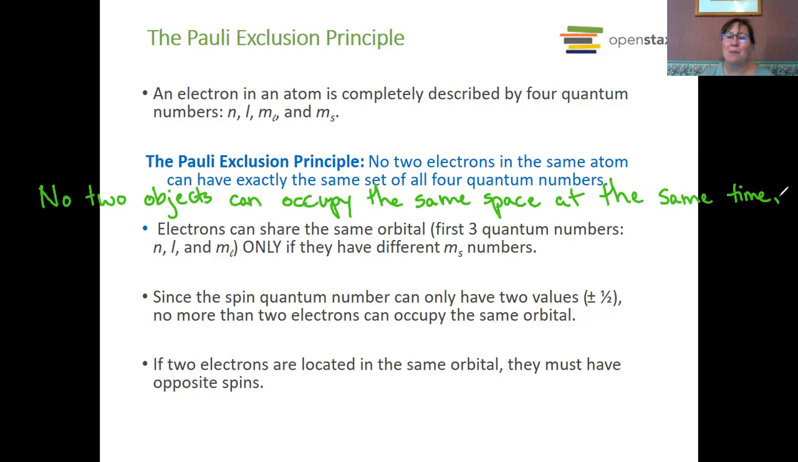But when it's talking about electrons, then we say that it cannot have the same 4 quantum numbers, which basically means can't be in the same space at the same time. Okay.